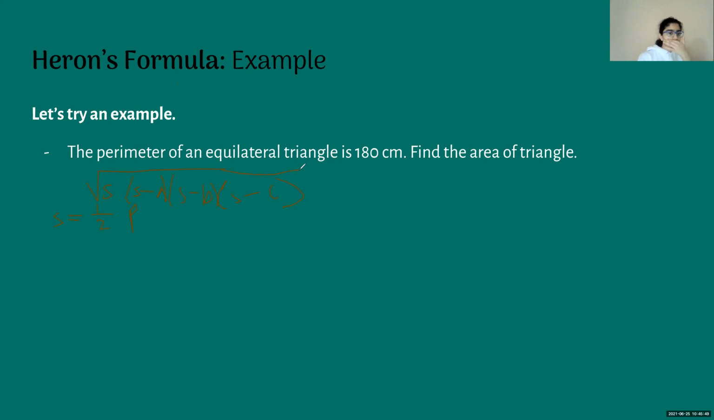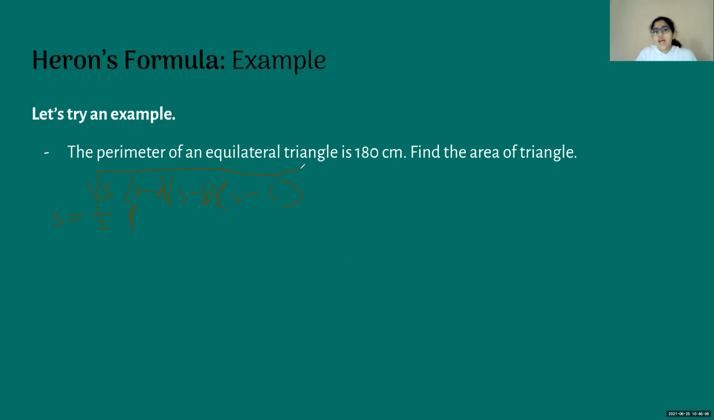Hopefully you guys can read this, but this is basically the equation: the square root of S times S minus A times S minus B times S minus C, the whole thing under the square root, and S is half the perimeter.